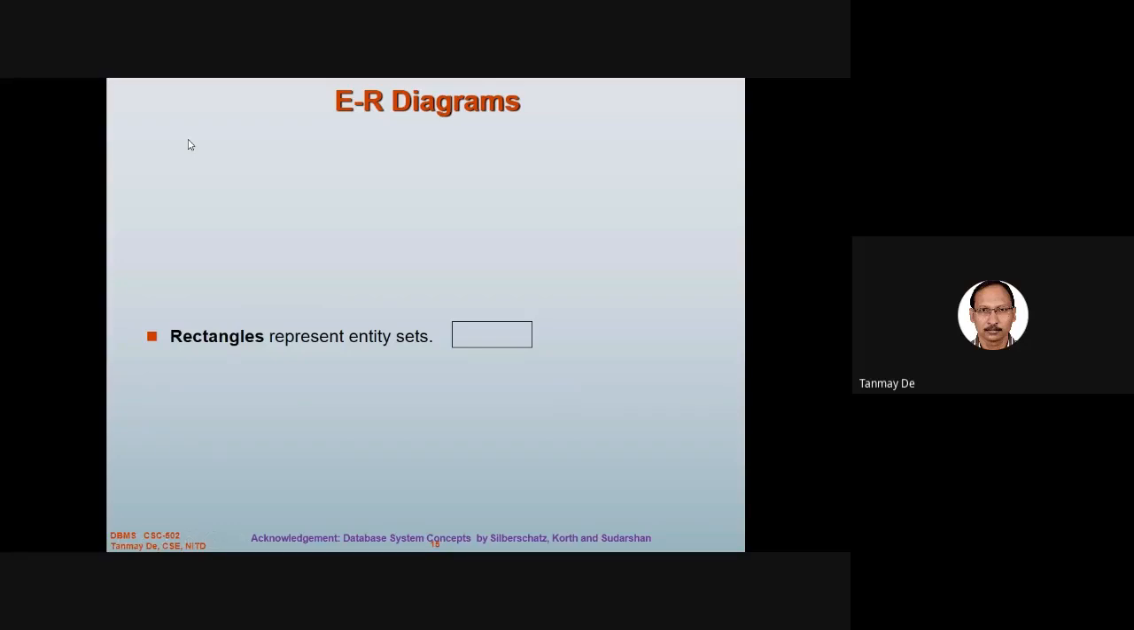I want to discuss the ER diagram. The ER data model can be expressed graphically with the help of a diagram, known as the ER diagram. Different symbols are used to express the ER model, that is, to form the ER diagram.